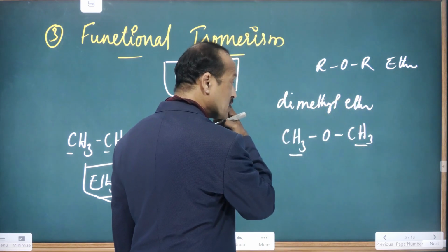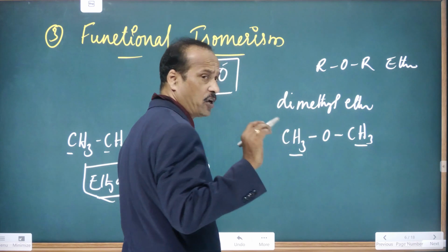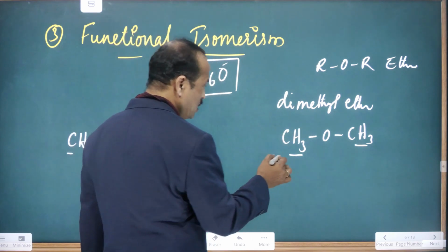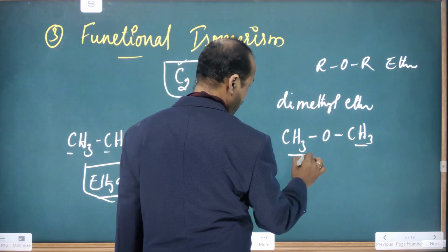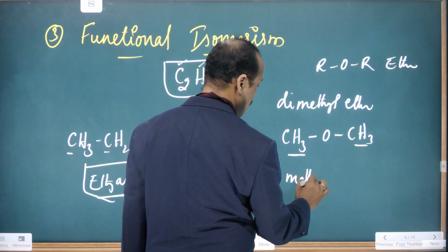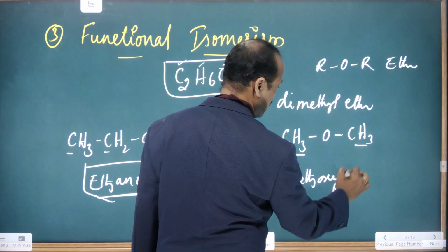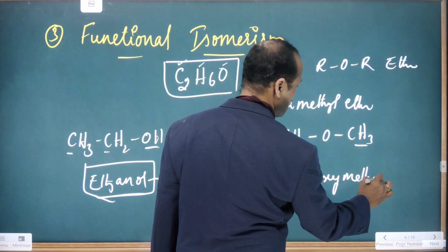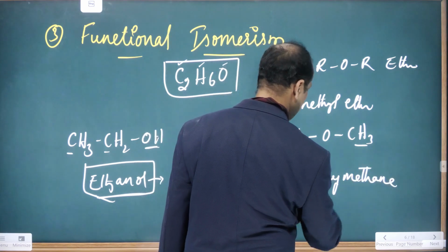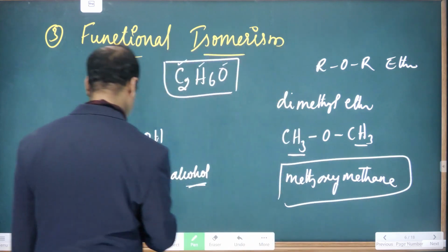Now here you see, according to the IUPAC name, here methane, so this is called meth. Okay, then what is there? Oxygen, so oxy. And here methane. So the name of this one is methoxymethane.